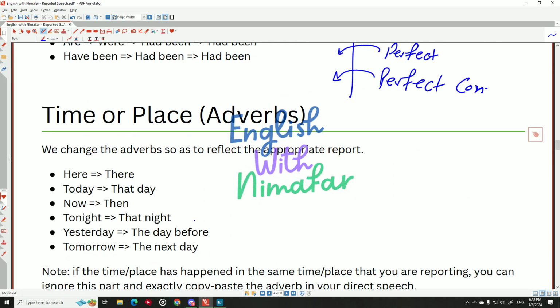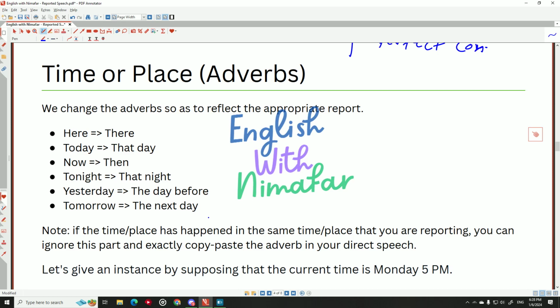So, now let's talk about adverbs of time or place. We change the adverbs so as to, which means in order to, reflect the appropriate report. Okay, I said, for example, I'm playing soccer here.